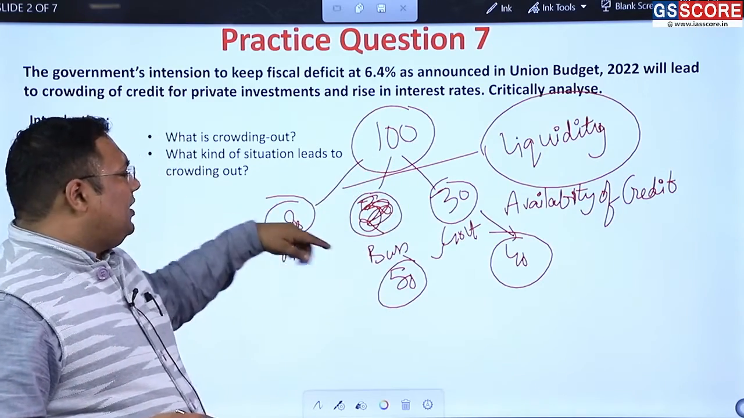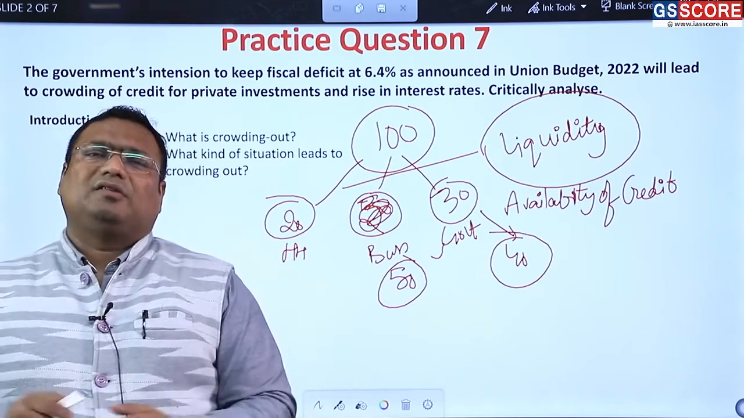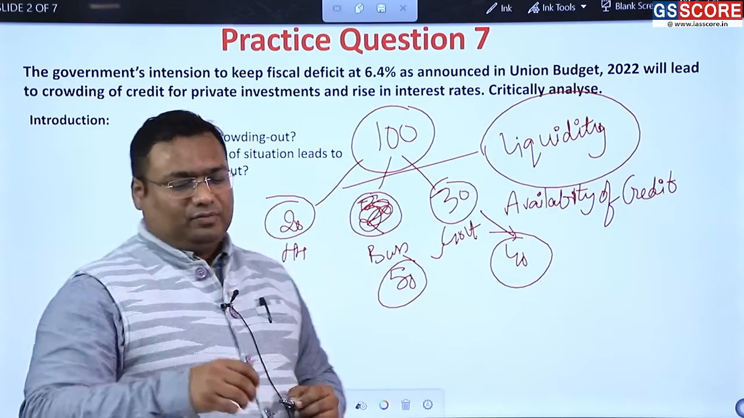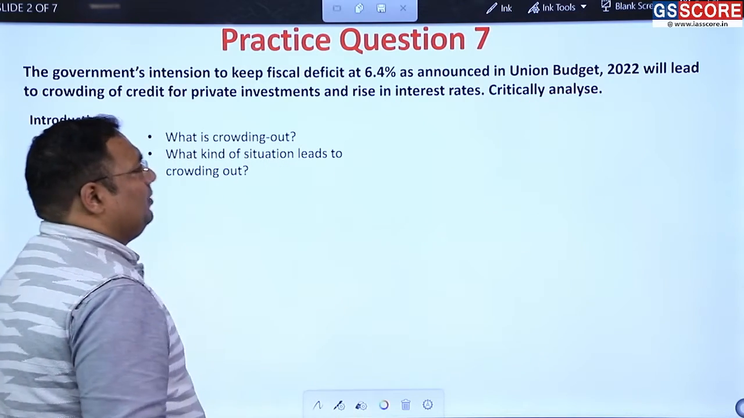When interest rates rise, these two will go out of the market slightly. So this is crowding out. Crowding out happens depending upon the liquidity conditions, and liquidity conditions depend upon the health of the economy.